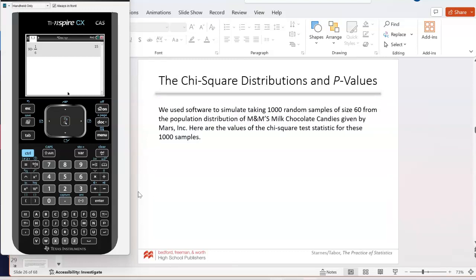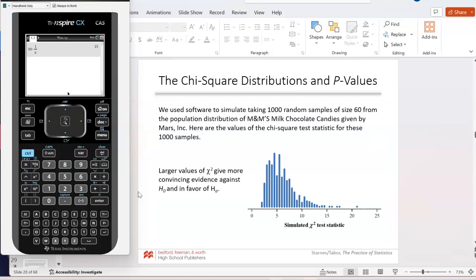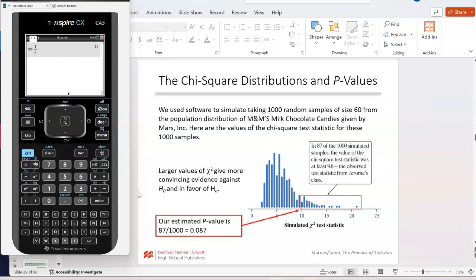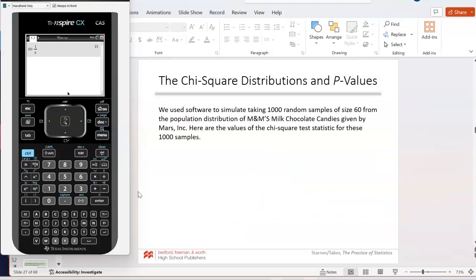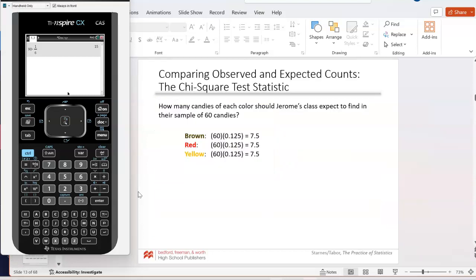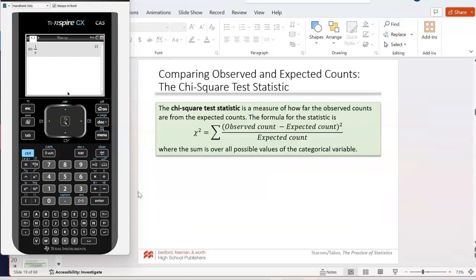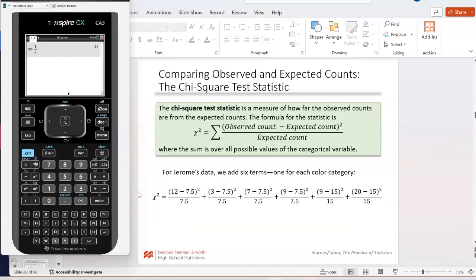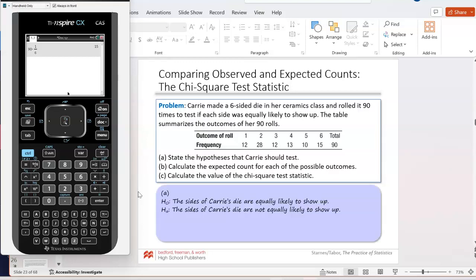They use software to simulate 1,000 random samples of size 60 of this situation. This is what they came up with. So this is a simulated chi-squared. Our chi-squared value was 14.41. Or was it, I'm sorry, I think we're looking back at the chi-squared for the M&Ms. What did we get for that one? 9.8, I believe. Sorry, looking back at that one.